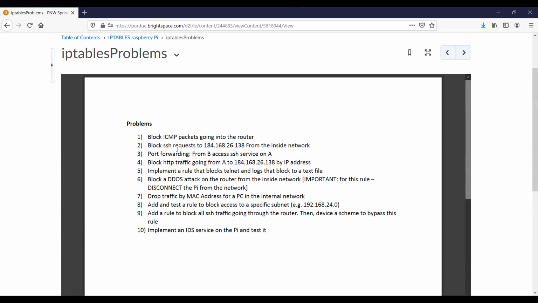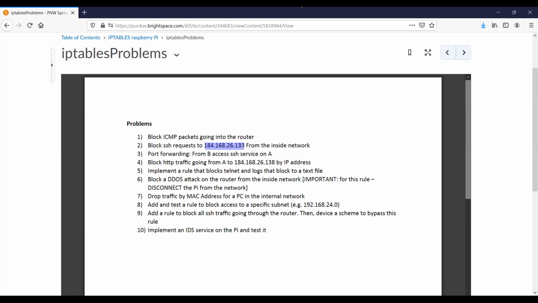Number two: block SSH request to a server on the internet. I have a server on the internet that has SSH on it. I'm not going to give you the login and password, but you can try to SSH into it. When you do that, it shows login, and now it's time to type your login and password. However, when you add a rule in IPTables, then it won't even show that.